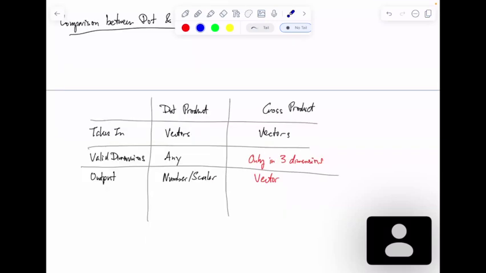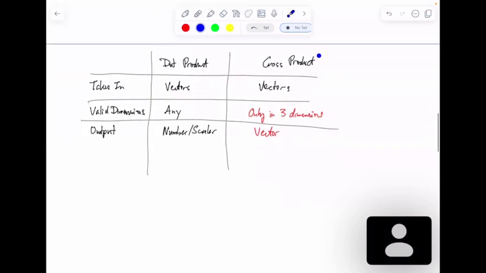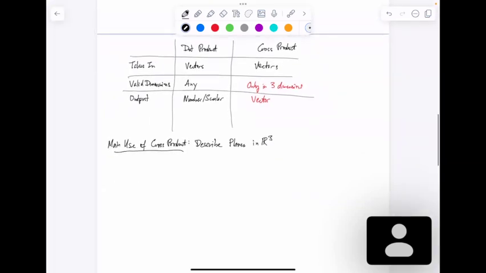So when do you use this? Let me get to that right now. Cross product, like I said, is used to actually construct a vector that's mutually perpendicular to two given vectors. So the main use of cross product for us is describing planes. Here's the main use of cross product.